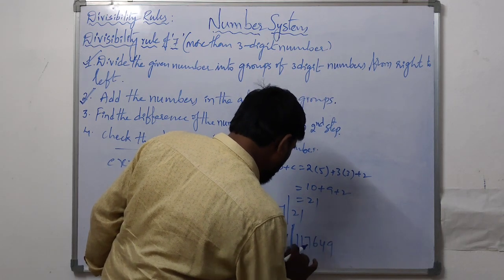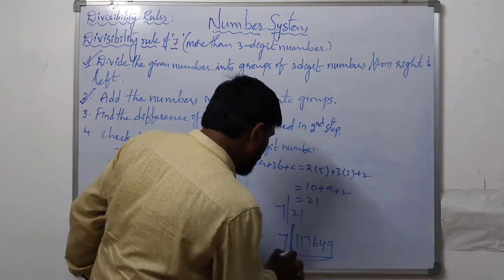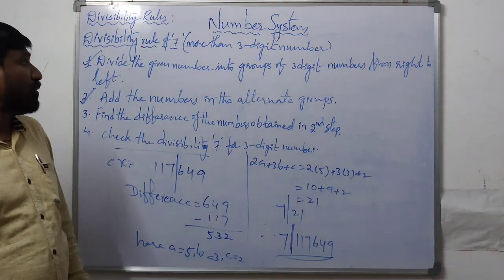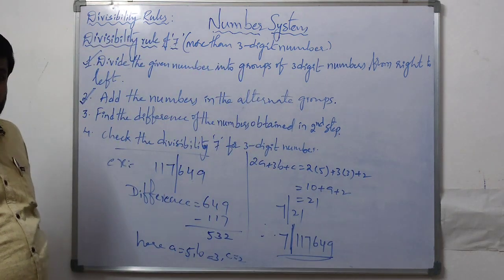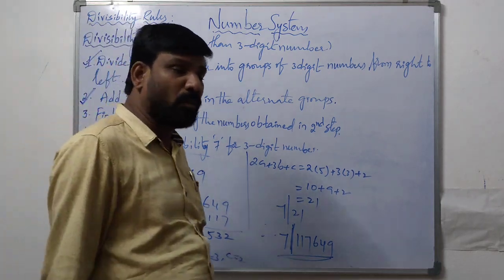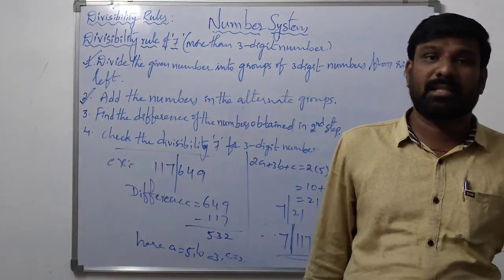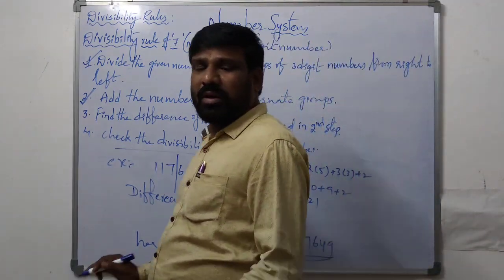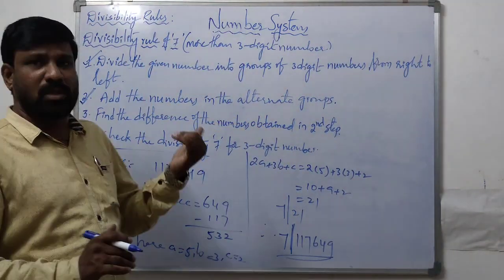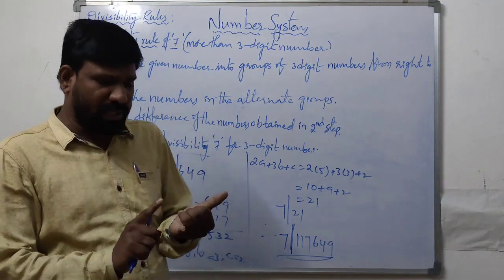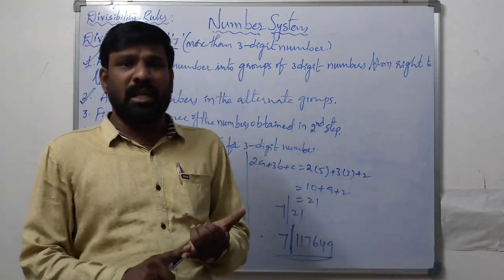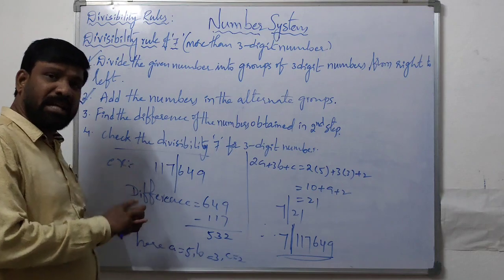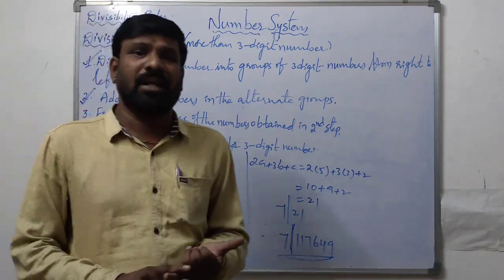So this is the way to find the divisibility rule of 7 if the given number contains more than 3 digits. Clear? Okay. I hope we have completed all the divisibility rules. We have discussed divisibility rules for 2, 3, 4, 5, 6, 7, 8, 9, 10 and 11 in this video.